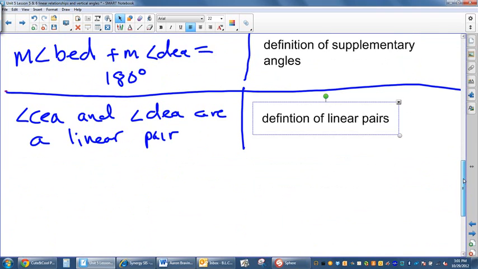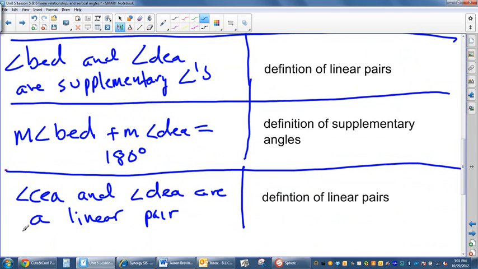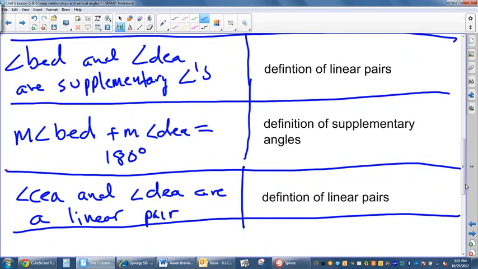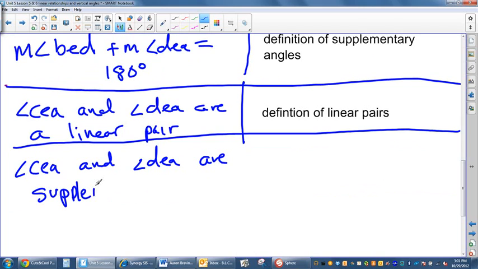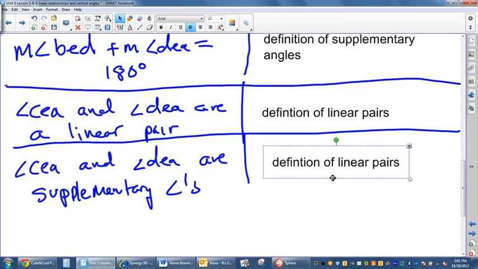Good. So then if we refer back to what we did the first time, after stating they're a linear pair, we can now state that they are what? We can state they're supplementary angles. Good. So we have that angle BEA and angle DEA are supplementary angles. And we're going to use the same reason, the definition of linear pair.